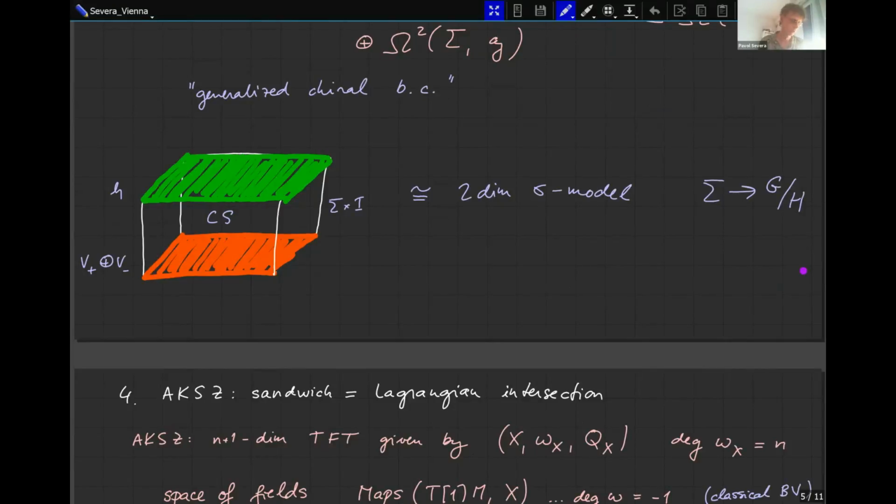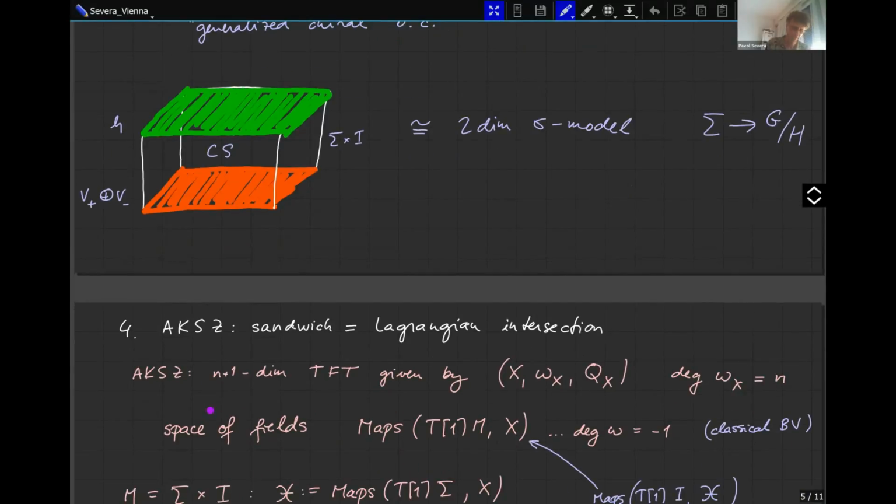And the way to understand how to get rid of them, or what's really going on, is that the sandwich picture can be explained in a slightly different language as a derived intersection of Lagrangian submanifolds. It's best visible when our topological field theory is of AKSZ type. So Chern-Simons theory is a particular example of that.